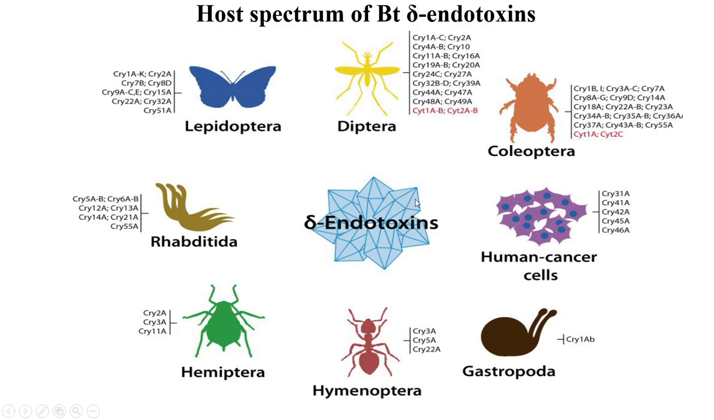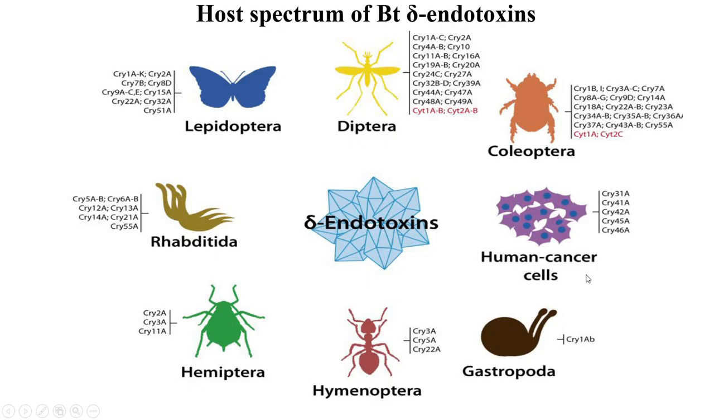So this shows the whole spectrum of BT endotoxin, like delta endotoxin. The major target is lepidopteran pests, and there are several genes. Cry1A, Cry2A. You can see so many different genes which code for proteins of different sizes, and they target lepidopteran pests. Similarly, some toxins like Israelensis can target mosquitoes, dipterans. Some toxins from different strains can target coleopterans like beetles, and even some strains have been found which can kill cancer cells also.